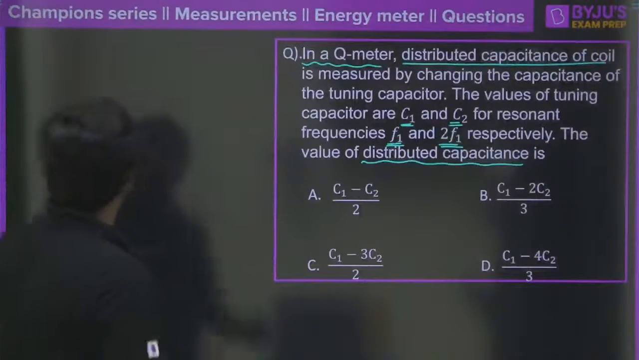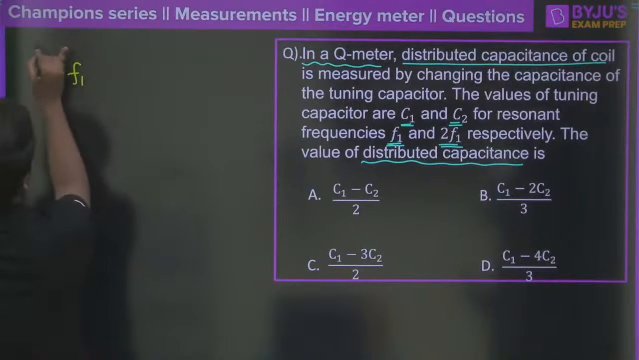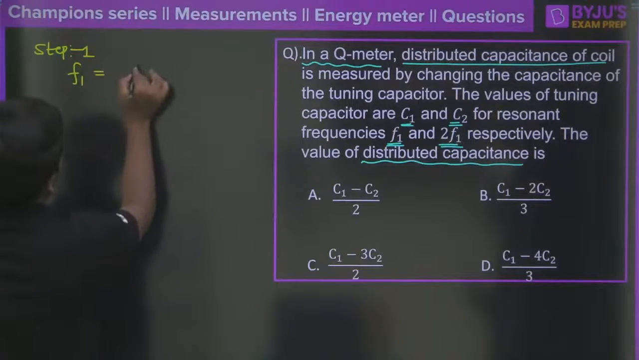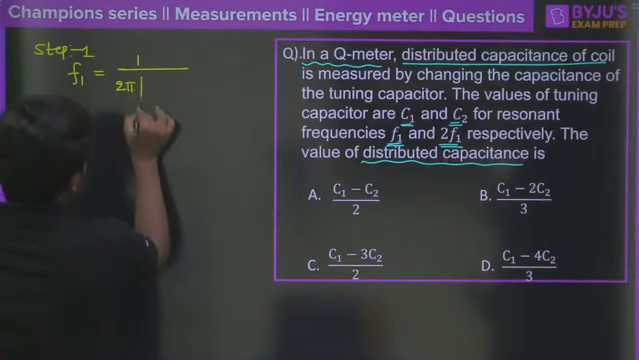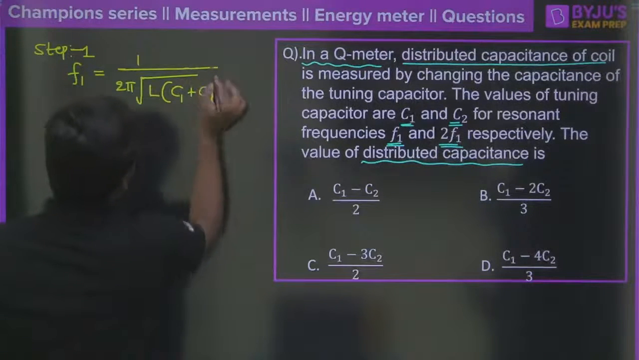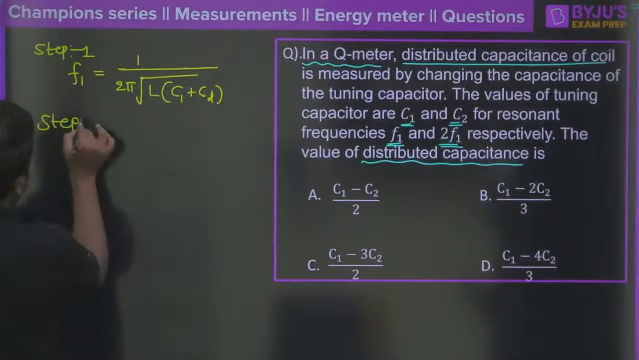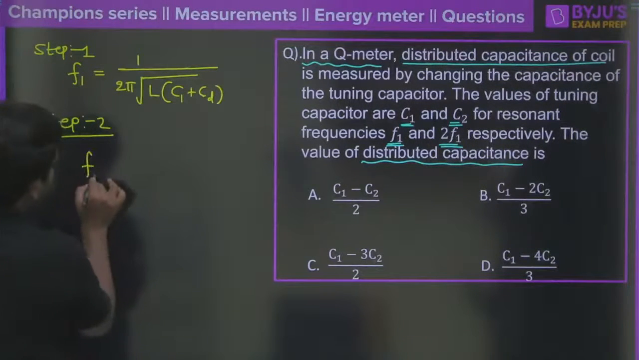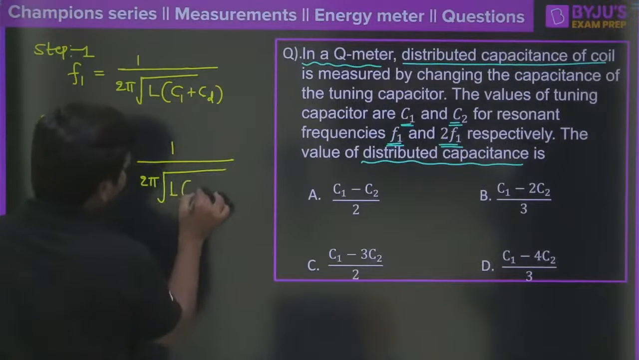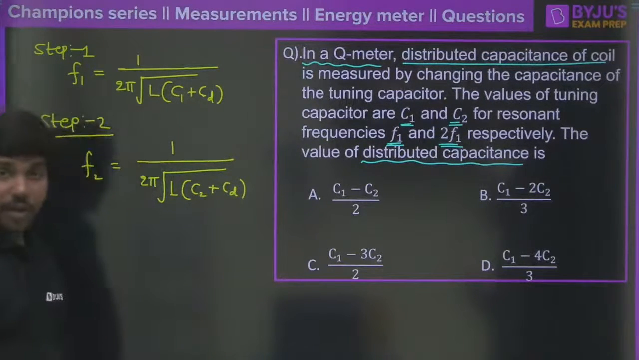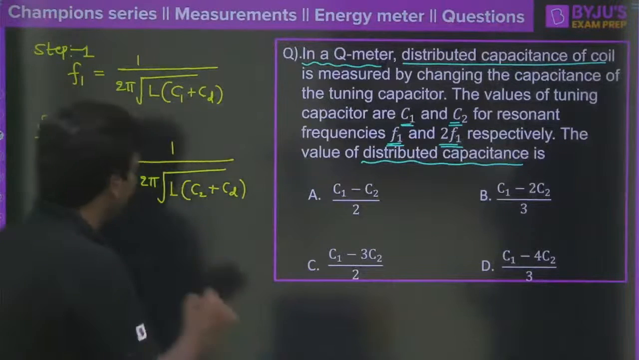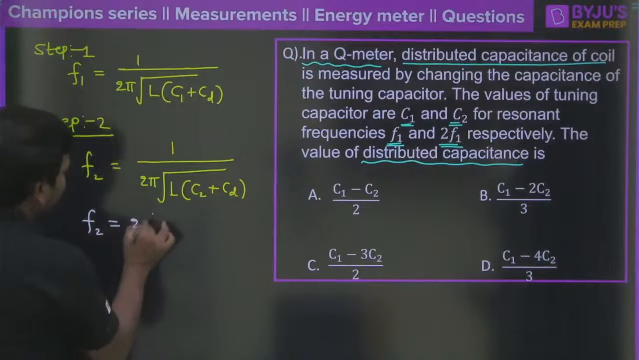So now let me move on to this one. What is F1? First of all, in step 1, I told you that F1 is equal to 1 divided by 2 pi under root of L into C1 plus CD. This is what we have seen, right? And in step 2, intentionally I have changed the value of capacitance such that F2 is 1 divided by 2 pi under root of L into C2 plus CD. And what was our condition? Our condition was very clear: F2 is equal to 2 times F1, correct?